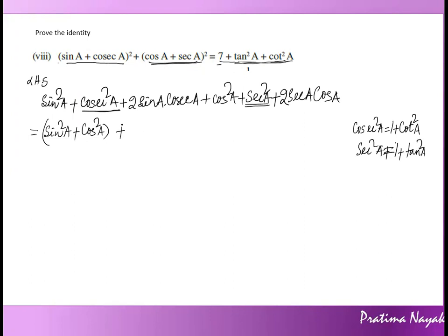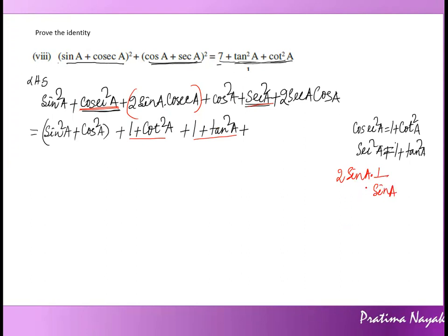So I'll write now 1 plus cot square A. Then sec square A, I wrote 1 plus tan square A. Then I'll come to this term. I converted this as 1 plus cot square A. I converted sec square A as 1 plus tan square A. Now I'm writing 2 into sin A into cosec A. If you'll recall, cosec A is 1 by sin A.